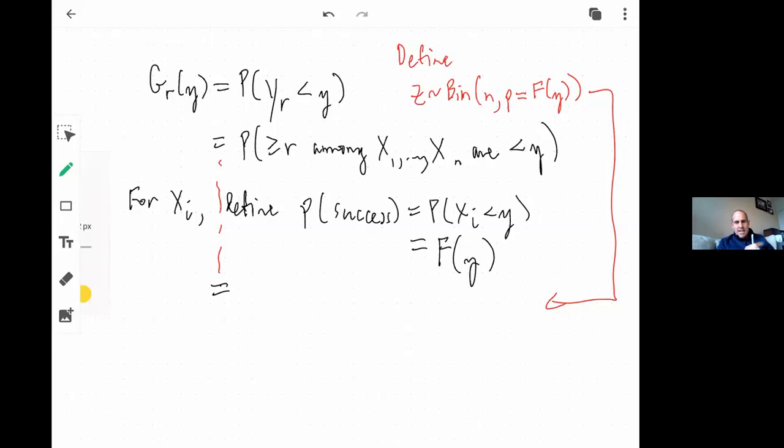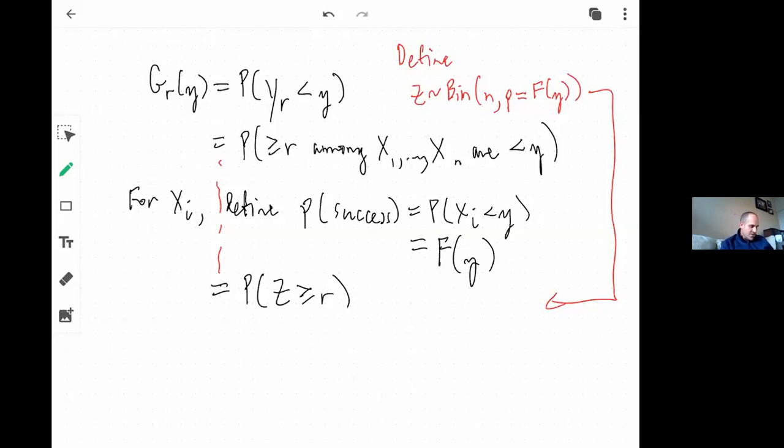Well, that means I can think of these as independent trials. Each of the X's is like an independent trial. Is X1 less than Y? Success or failure? Is X2 less than Y? Success or failure? I simply have to go through and perform those Bernoulli experiments one at a time, and they're independent. And so this probability is the same as Z being equal to or greater than R. Z is just going to count the number of those Xi's that happen to be smaller than Y, and that's what I consider to be success.